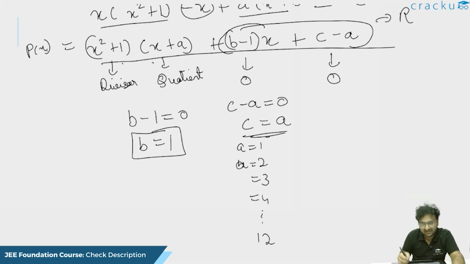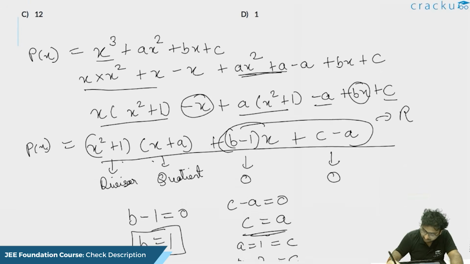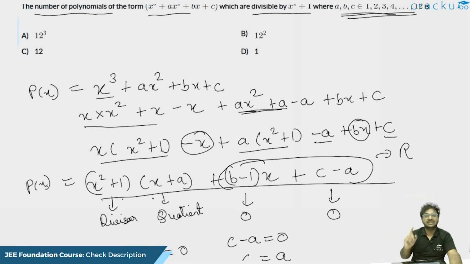And if a is 1, then c would also be equal to 1. Then if a is equal to 2, then c will also be equal to 2, and so on till a is equal to 12. Okay, so how many cases are formed? As you can see, 12 cases are formed. Hence, the correct answer of this question will be option C, 12.